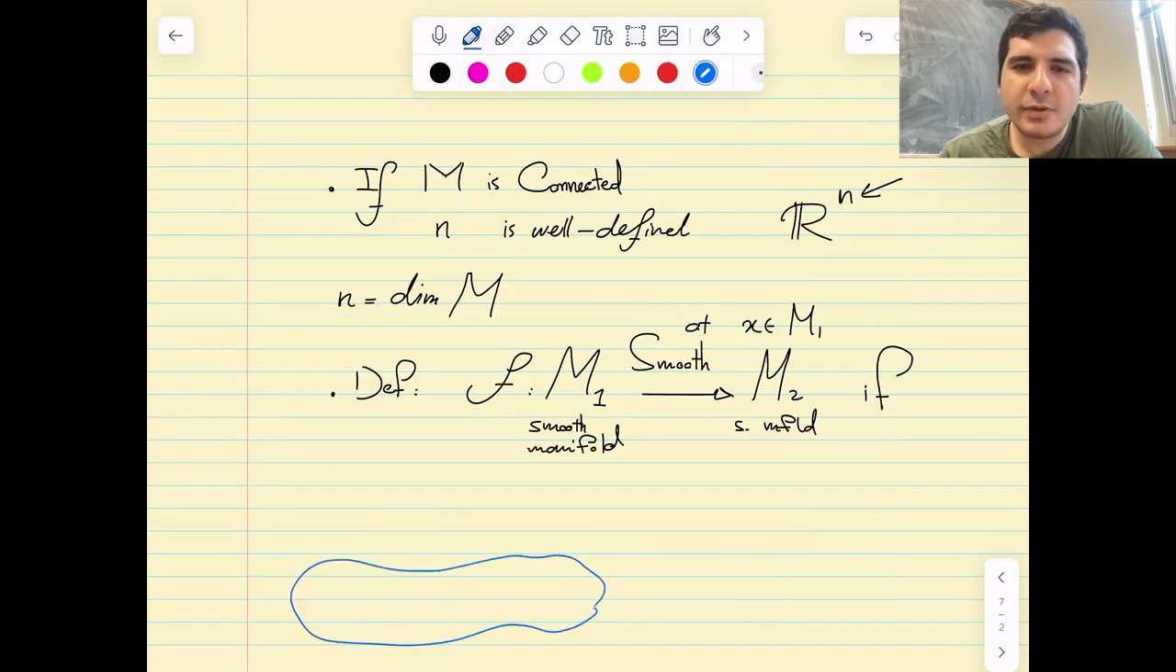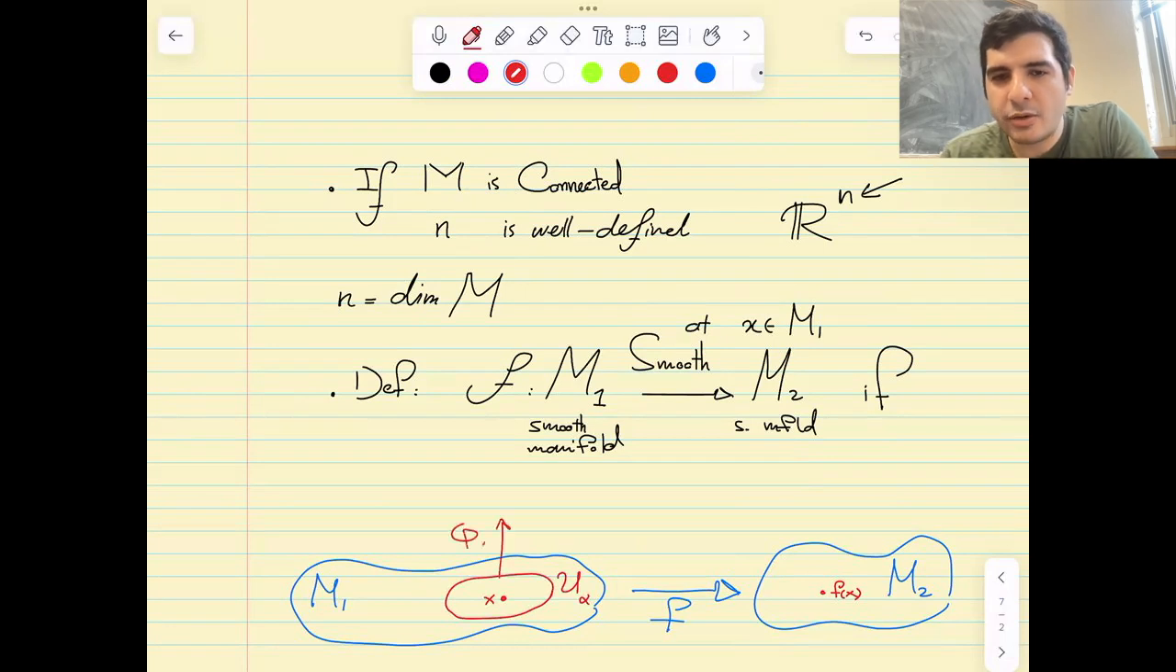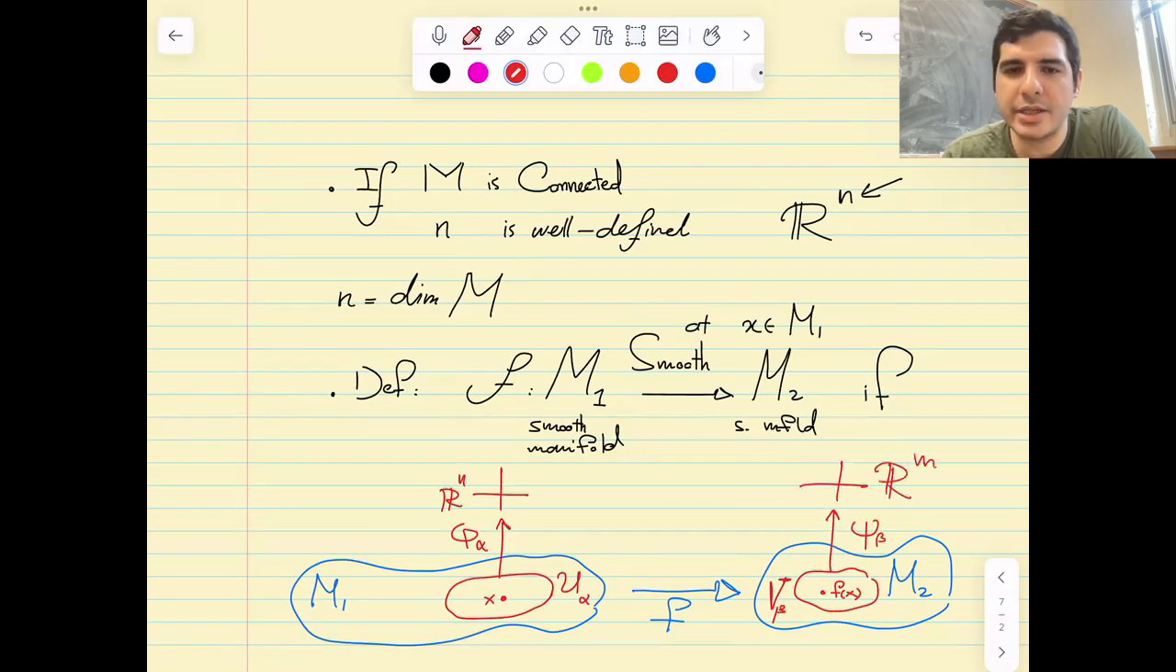We know what it means for maps to be smooth when the domain and target are Euclidean spaces. We still don't know what it means for maps to be smooth between manifolds. Let's say we pick some open subset U alpha in M1 that covers x, and some open subset V beta in M2 that covers the image of x, F of x. So U alpha with phi alpha goes to R^n, and V beta with psi beta goes to some other space, let's say R^m. The dimension of domain and target might be different.